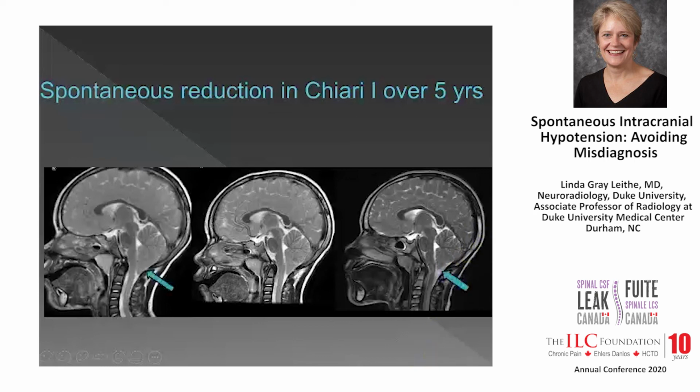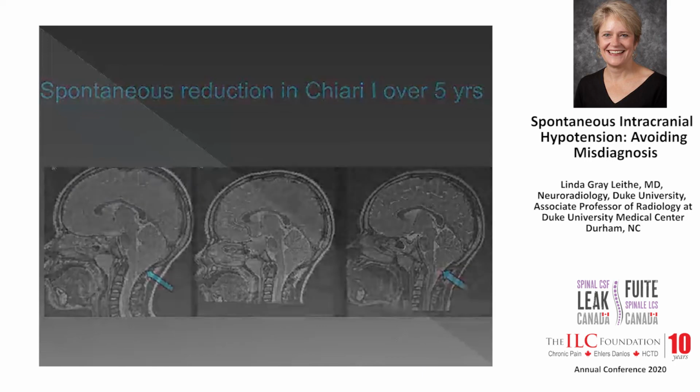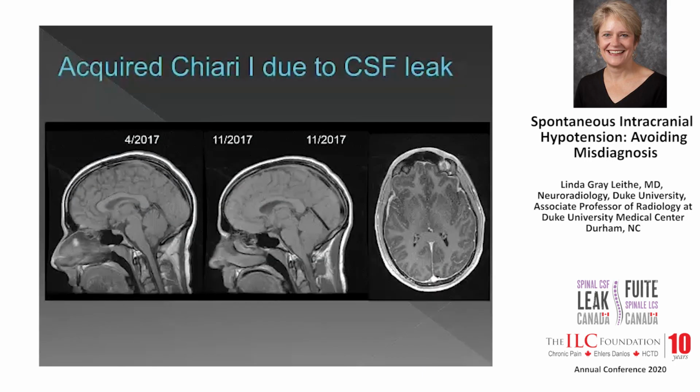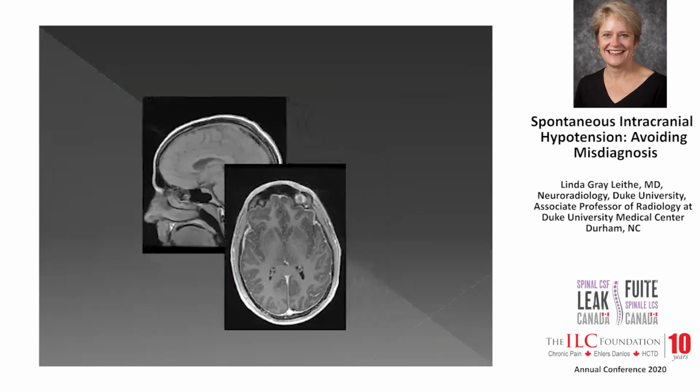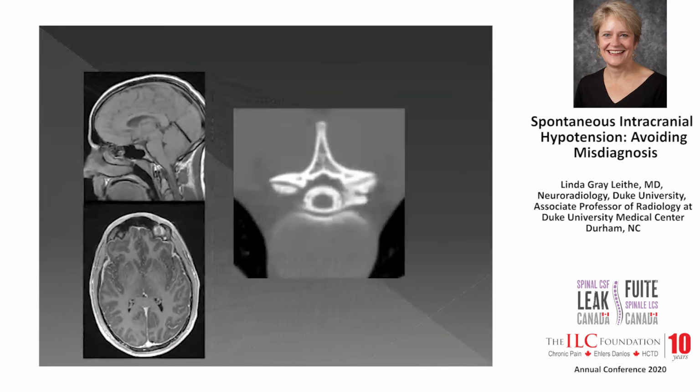This was a patient who had an acquired Chiari malformation over about a 7 to 8 month period. And here you can see, here they are in April, and by November, they've got tonsillar ectopia. In addition to that, they have dural enhancement. And all of this was due to a CSF leak caused, again, by a ruptured nerve diverticula. So in the setting of a tonsillar ectopia and Chiari malformation, I think we should always consider intracranial hypertension or hypotension before doing a Chiari decompression.